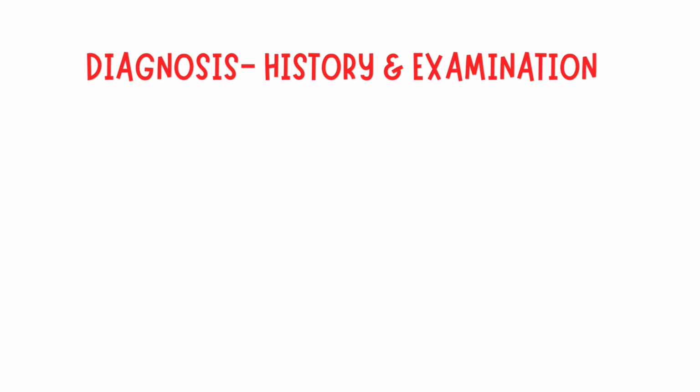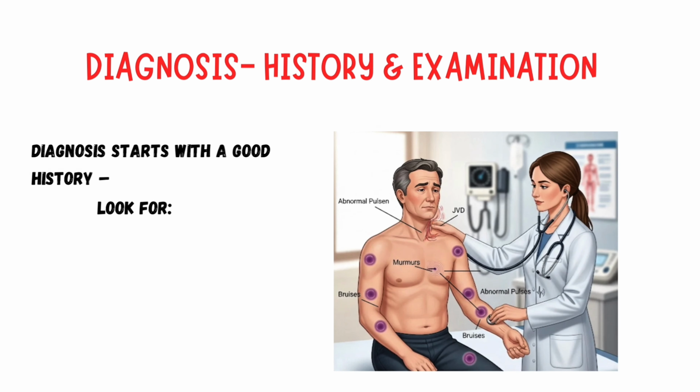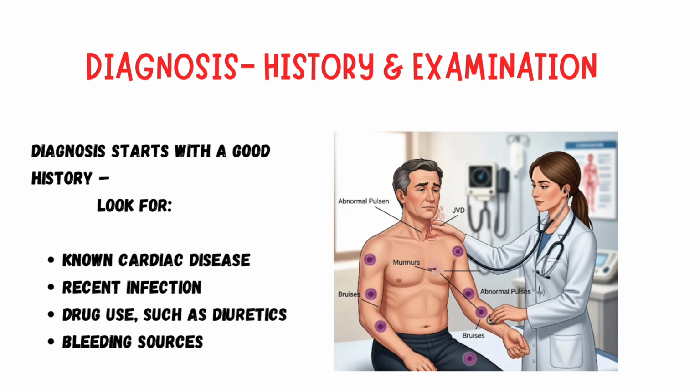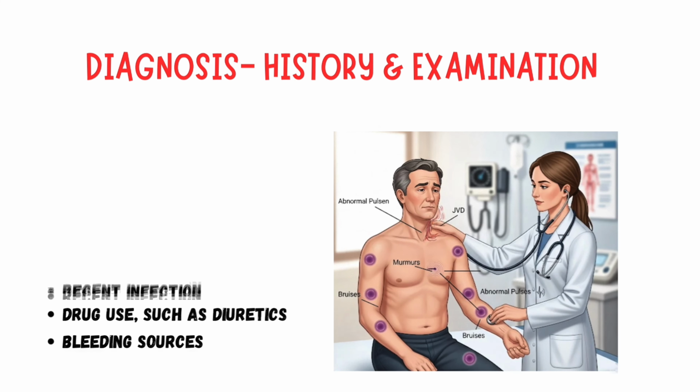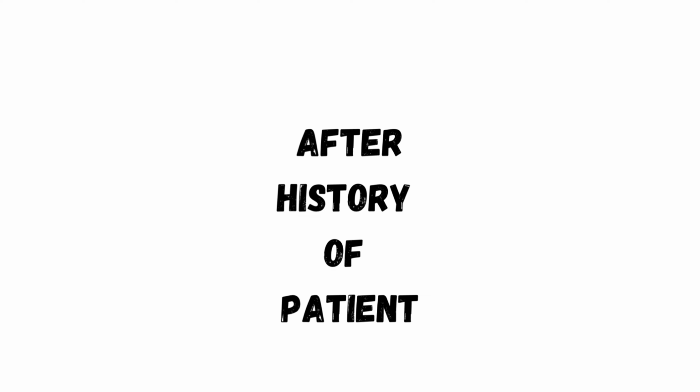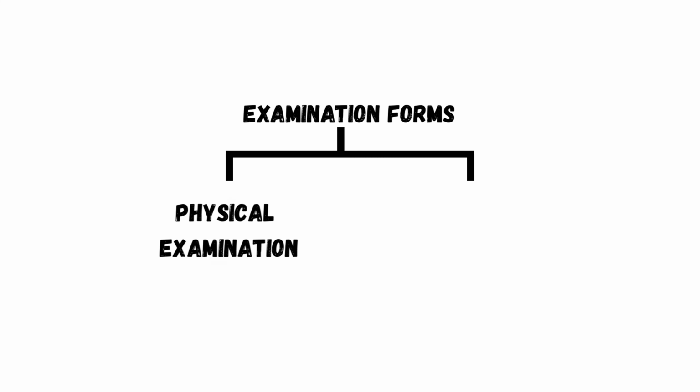Now, diagnosis, history and examination. Diagnosis starts with a good history. We should look for non-cardiac disease, recent infection, drug use such as diuretics, and bleeding sources. After history, we should do examination of the patient in two forms. First, physical examination. Second, laboratory diagnosis.